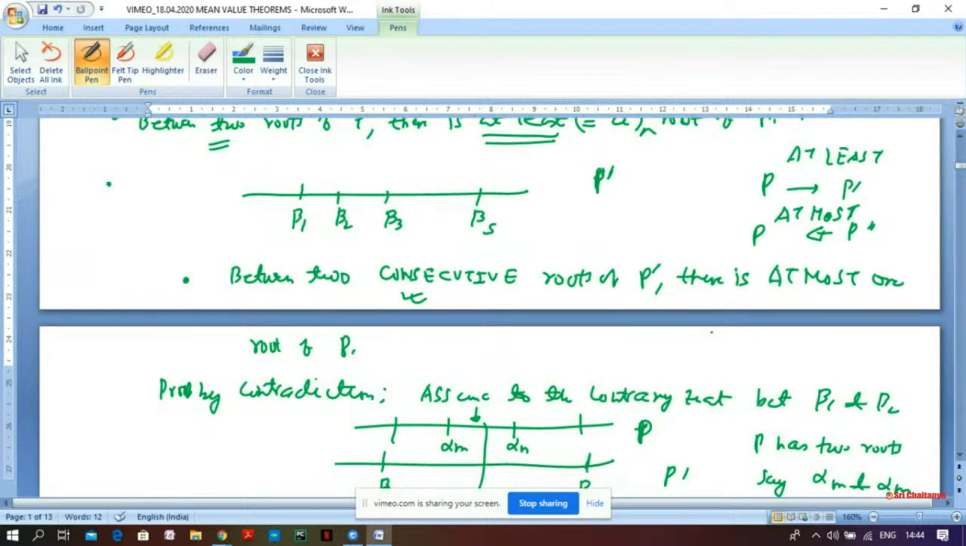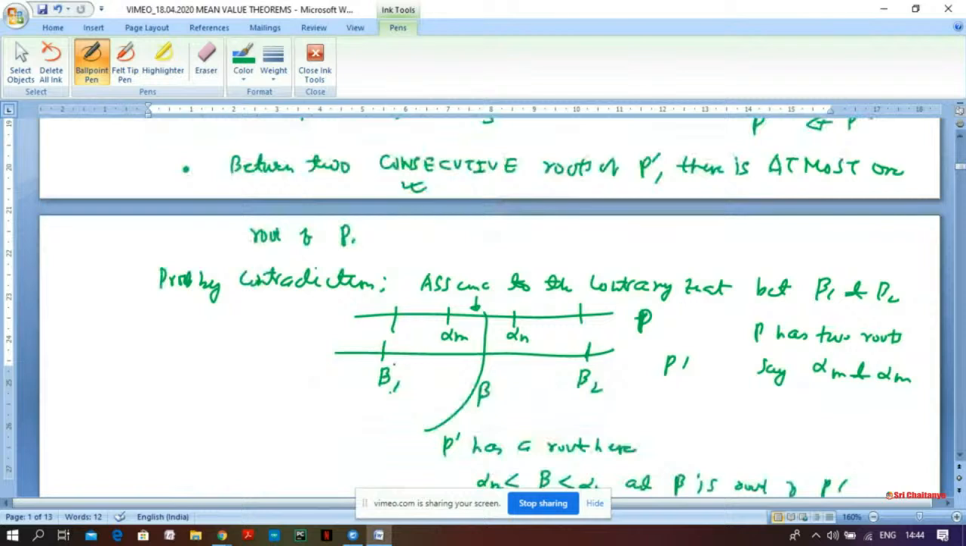This really will help you if you want to find roots of p. Roots of p you do not know, but roots of p prime you know. So from a knowledge of roots of p prime, you can climb up and find the roots of p, at least their number, how many roots p has. So a knowledge of roots of p prime can help you build the roots of p themselves. That's the importance. I will just review the proof once again.